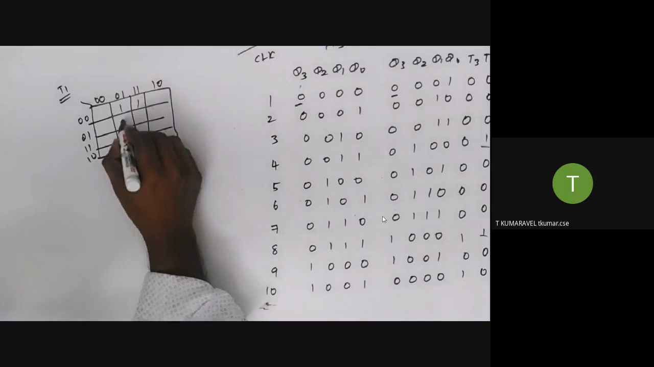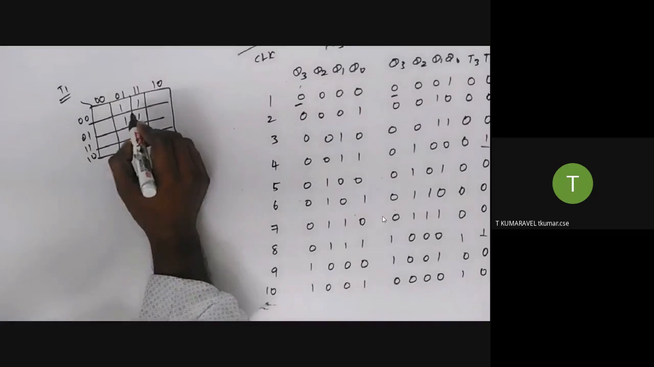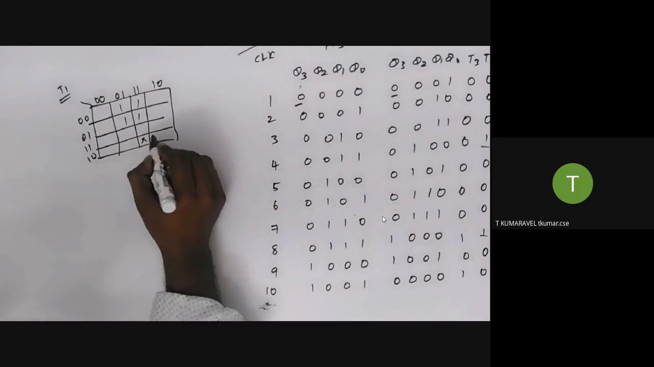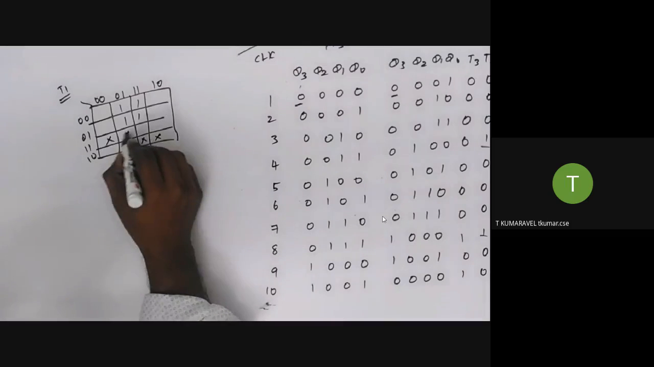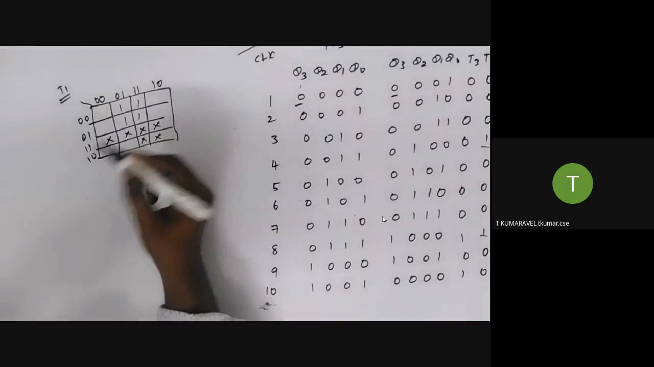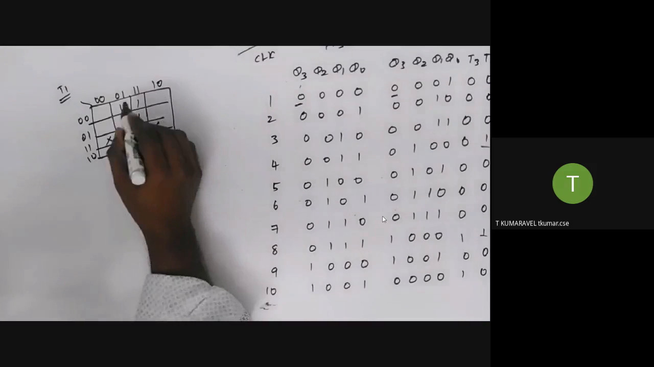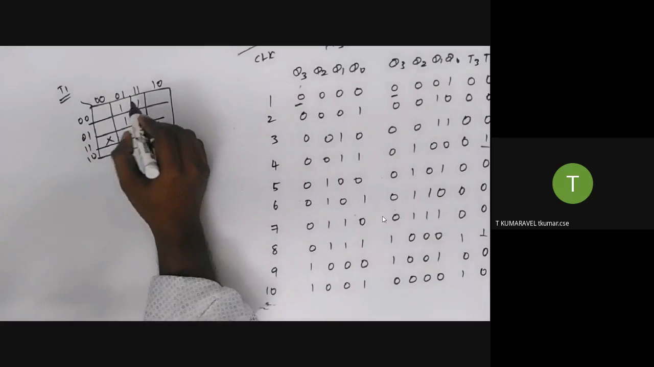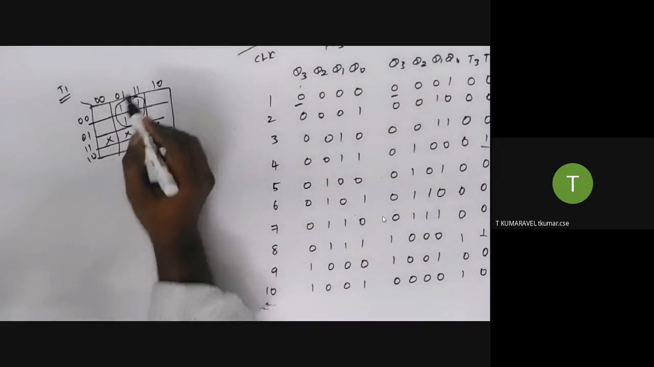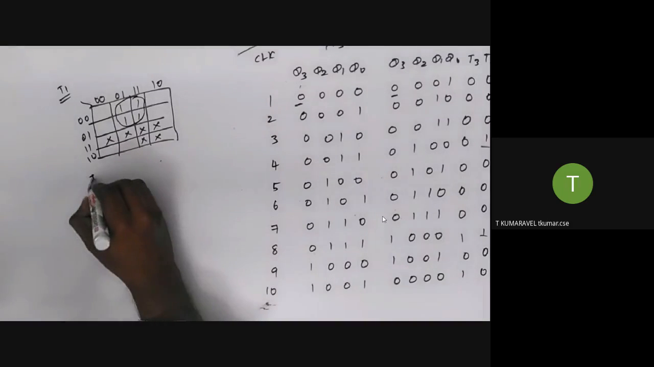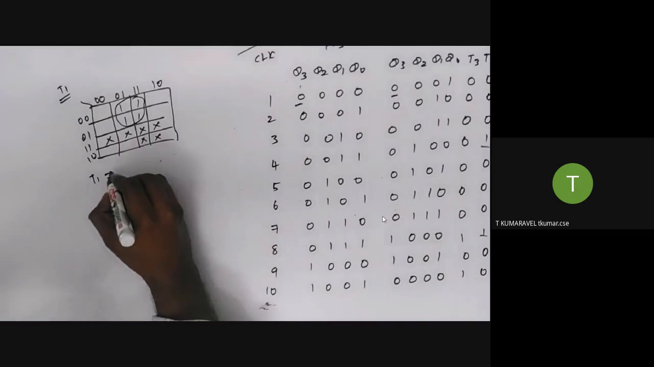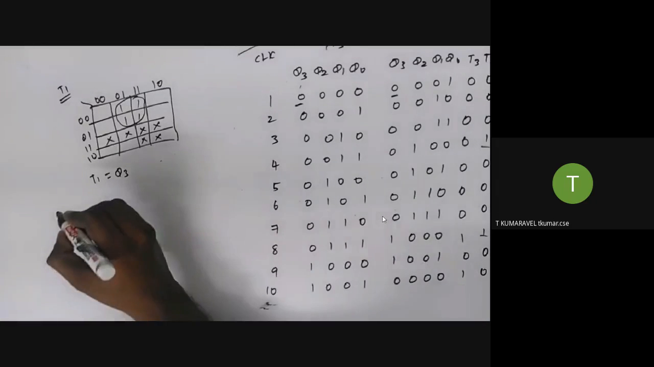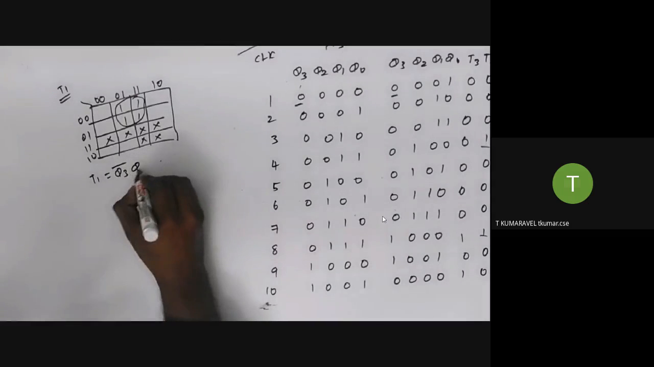So if you do that, what happens? 1, 1, 1. Then for 11, 12, 13, 14, 15 we don't have the values, so I treat them as a don't care condition. Then you should perform grouping. If you do that, this is the value. The Boolean expression for T1 is Q3 bar Q0.